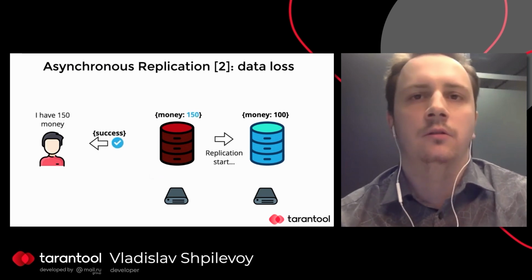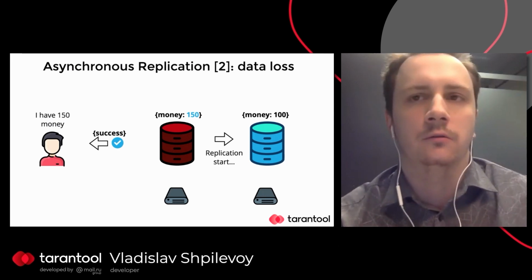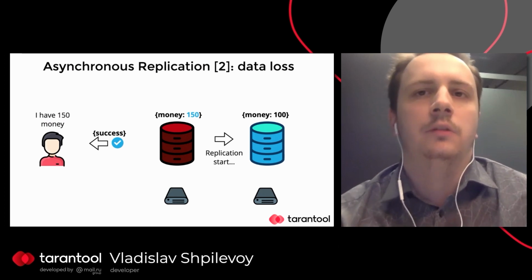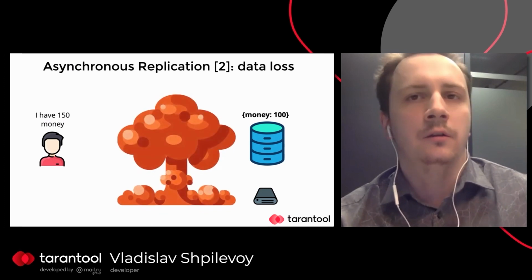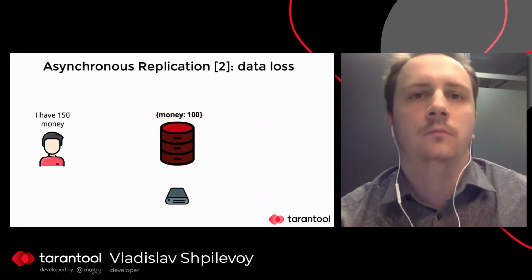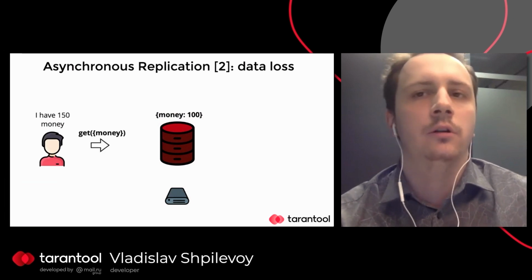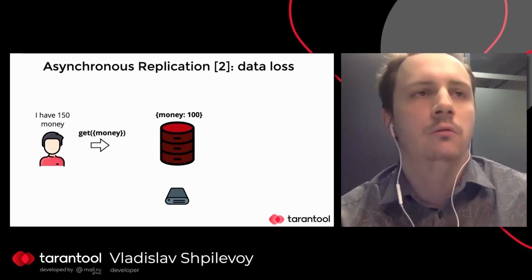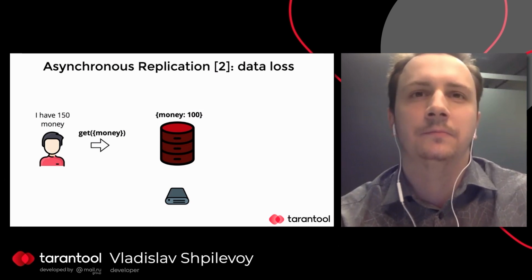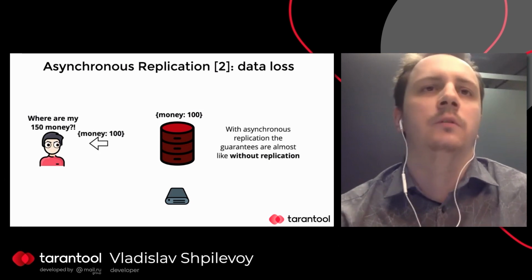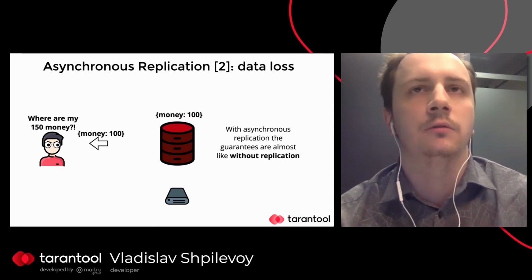The client sees message success on the ATM screen, and in the meantime, the master node starts replication to the second node. And now the master node suddenly dies and can't be recovered anyhow. The second node becomes a new master, but it doesn't have the transaction. Now, if the client asks how much money he has on the account, he will get a surprising response that his 50 money has just disappeared. It means that with asynchronous replication, the guarantees are almost like without replication. You still can lose data.